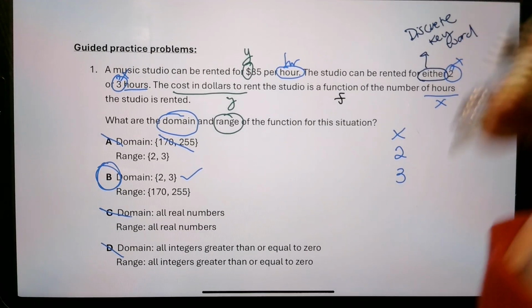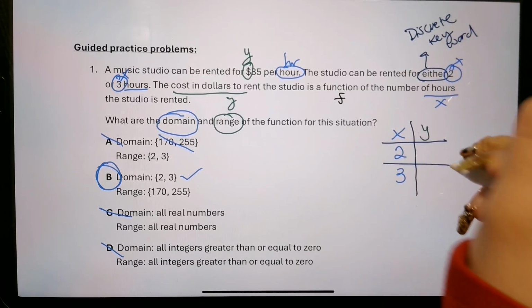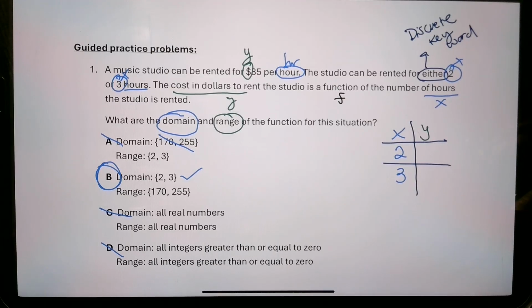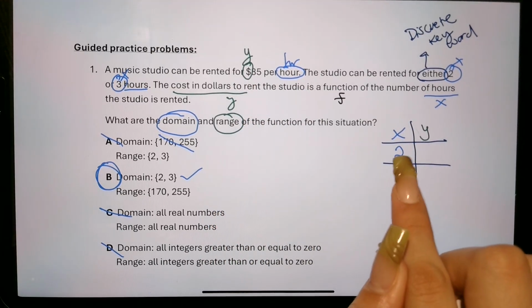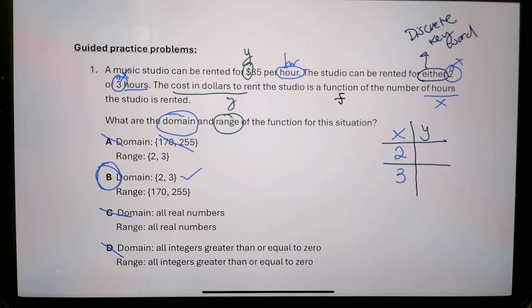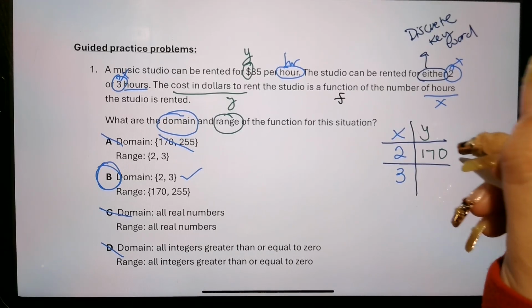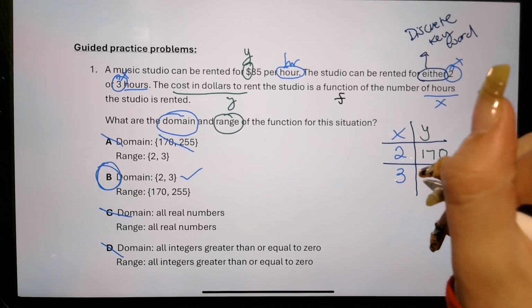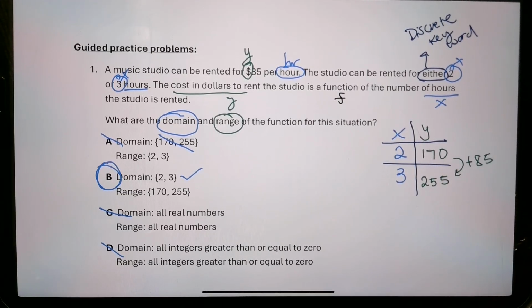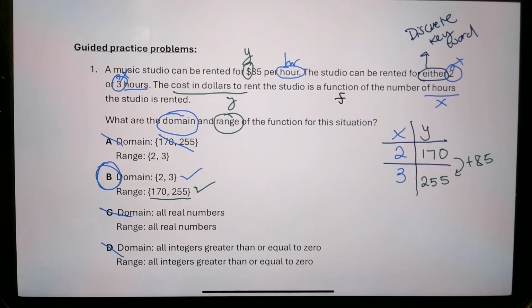But if I wanted to, I could also find my y, and I'll show you how to do that. To find my y, it says it's $85 per hour, so that's per 1 hour. But we're starting with 2. 85 plus 85 is 170. So that would actually be my first y. And then 170 plus 85 to figure out those 3 hours cost would be 255. And so I can confirm right here that that is the correct range as well. So now I 100% know I have the right answer.